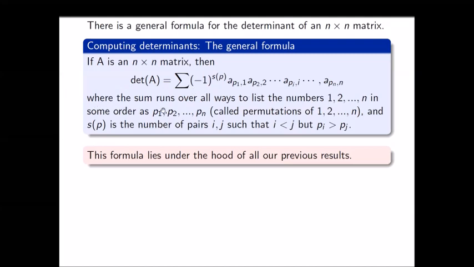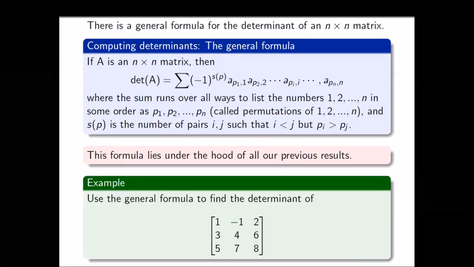formula, where the sum runs over all possible ways to rearrange the numbers 1 through n. We call these rearrangements permutations of 1 through n. And S of P is the number of pairs ij in this permutation P, such that i is less than j, but the number in the permutation at position i, Pi, is bigger than the number at position j, which is Pj.